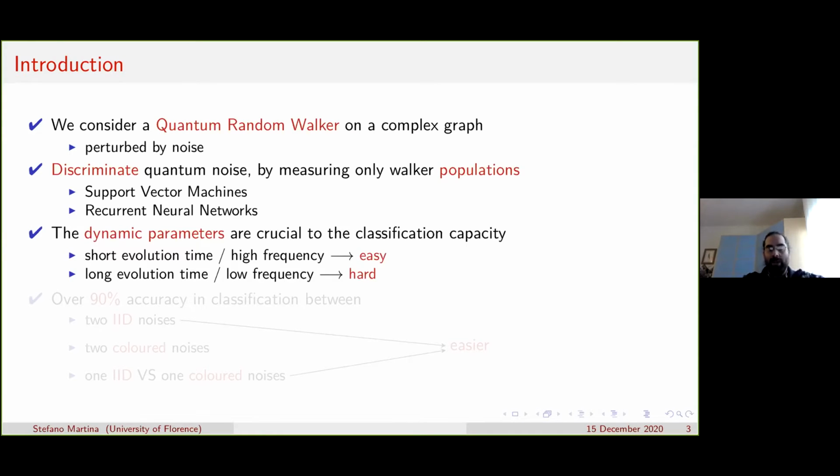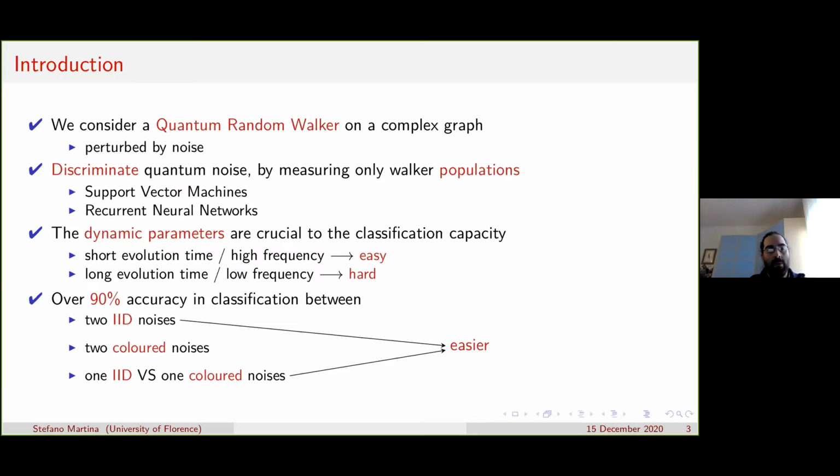We found that the parameters that we use to simulate the dynamics are crucial to the capability of the machine learning model to classify the noise. If we use a short evolution time with a high sampling frequency, the problem is easy to classify. And if we use a long evolution time with a low sampling frequency, the problem is harder. Overall, we obtain more than 90% accuracy in the classification between the two different noises that have the same support but different sampling distribution.